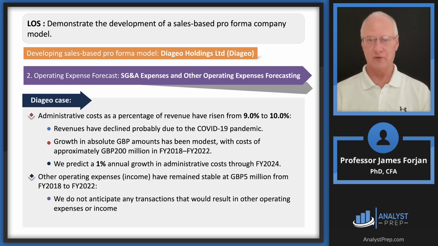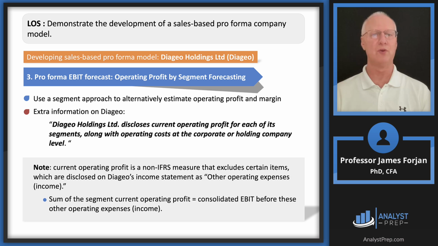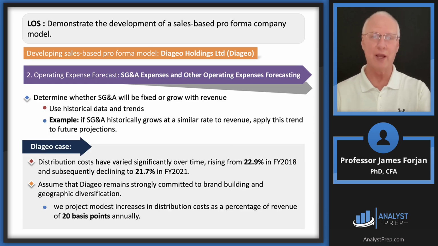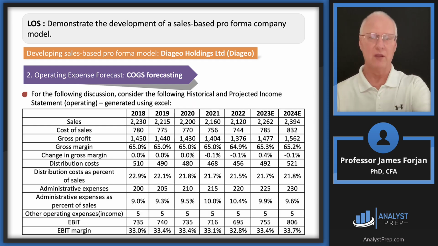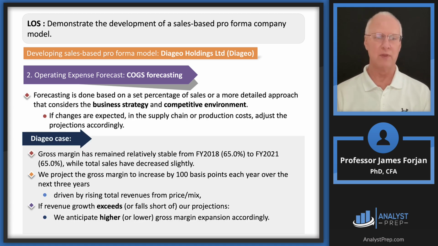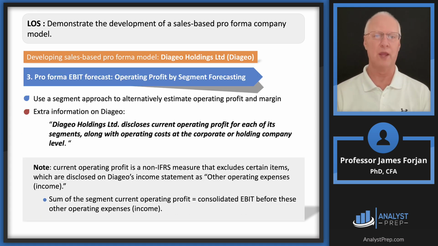How about the administrative costs? They've risen from 9 to 10%. Look at the bottom there. We predict 1% annual growth in administrative costs. I don't think these things are too interesting or too testable, but I'll just go back to this thing right here. If you can calculate every one of those accounts in the column, then you ought to be able to work through any different kind of question.